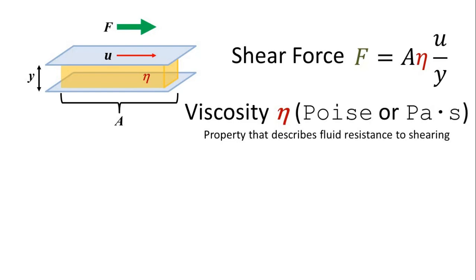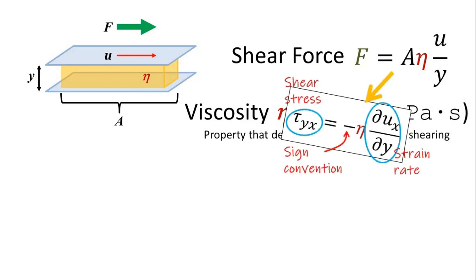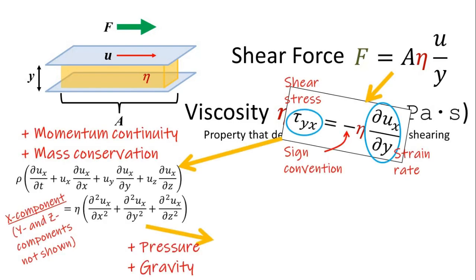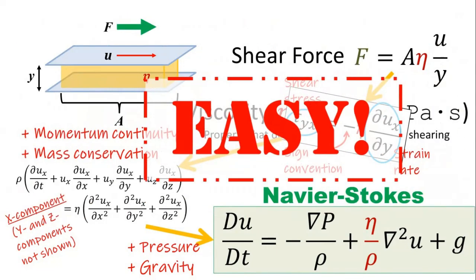Viscosity is often reported in units of poise or Pascal seconds, pressure multiplied by time. The next step is really very intuitive. Rewrite this equation in terms of shear stress and strain rate, apply momentum and mass conservation, add pressure and gravity forces, and just like that, you get the great granddaddy of fluid dynamics equations, the Navier-Stokes equation.